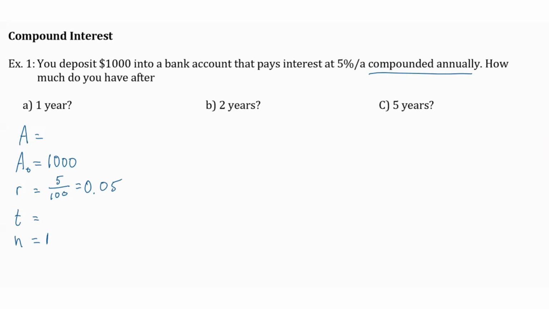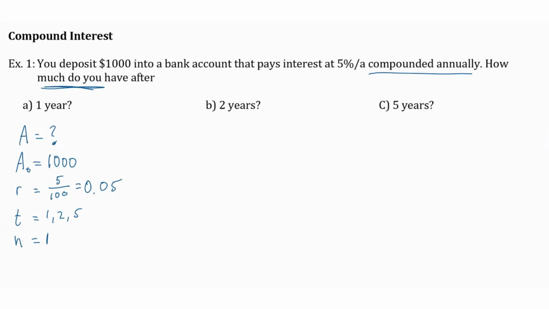A is when it says how much do you have after a certain amount of time, that's your final amount. So I like to put a question mark in the place of what we're solving for. And T is going to be all these different things. So it's going to be 1, and then 2, and then 5. You can just leave that blank if you want, but because we're doing this 3 different times, T is going to be 3 different things.